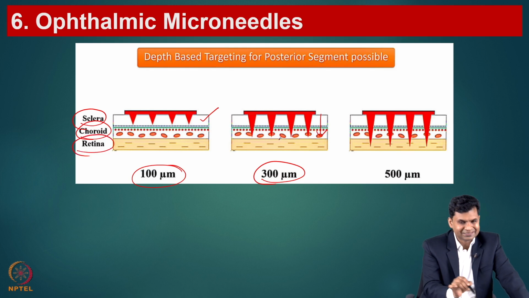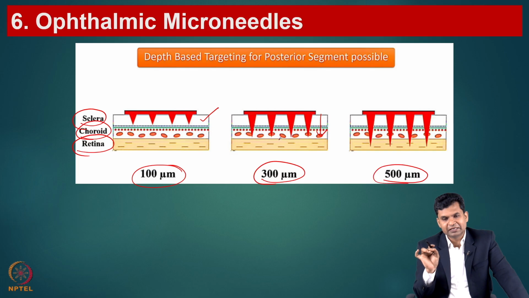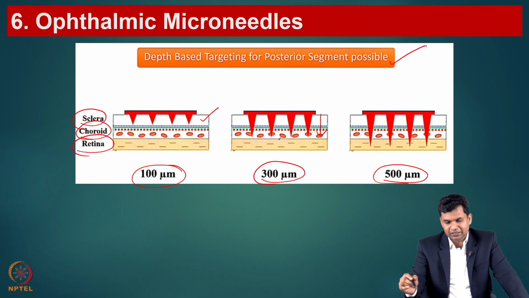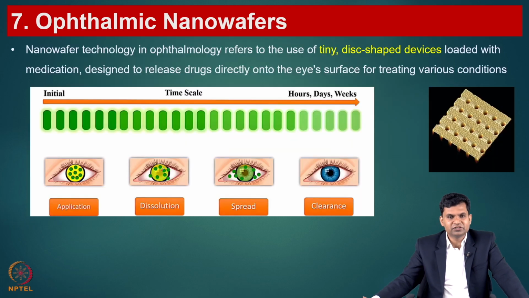Now, if you want to go further deeper into the retina, you need to come up with 500 micrometer, very sharp and very lengthy needles that will help for the treatment of posterior eye diseases. So, these are the various types of microneedles we can use for the treatment.